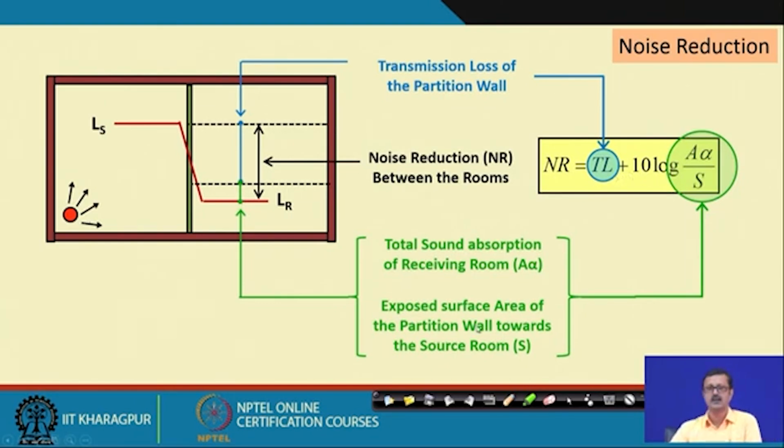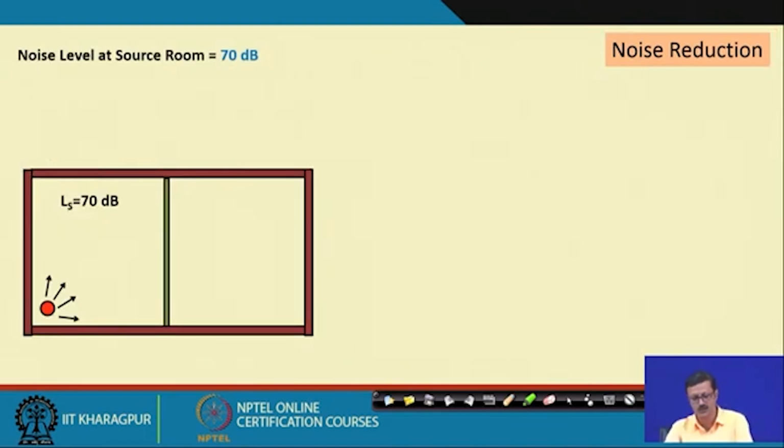So, the noise reduction and the transmission loss are not the same. Noise reduction is definitely a little higher than the transmission loss of any partition wall, and it can be expressed with this equation. So, let us have a small problem and let us solve it.